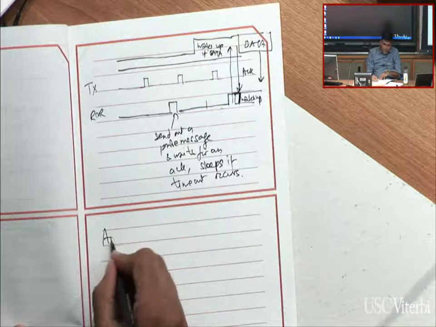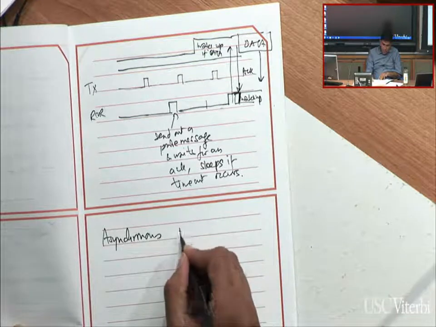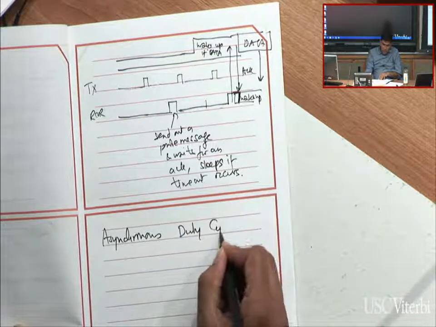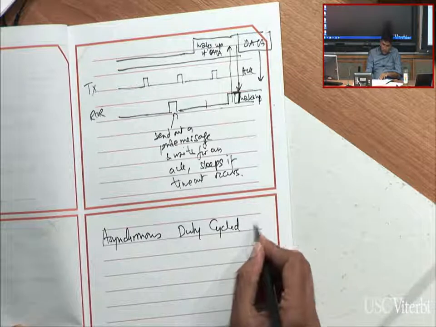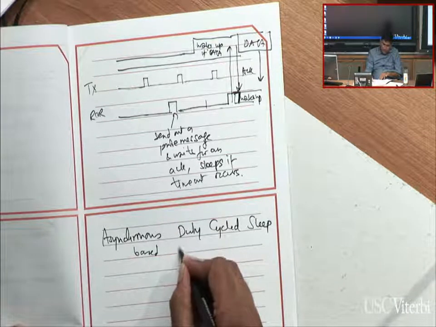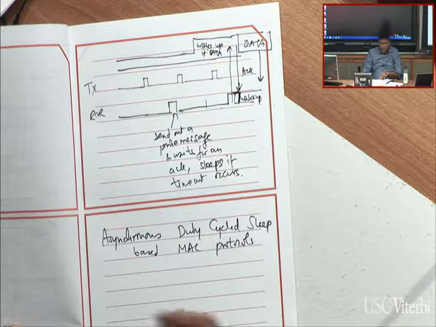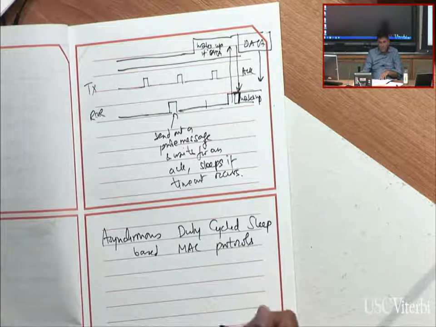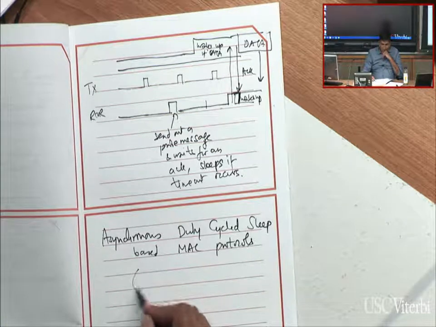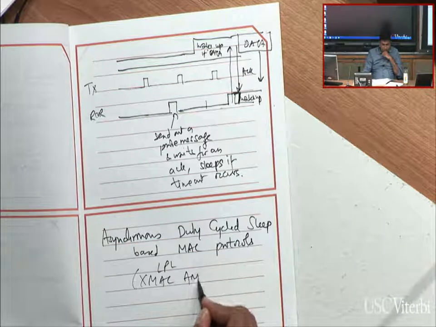So these are asynchronous duty-cycled, sleep-based MAC protocols. There are a number of particular examples of this in the literature. The schemes go by names like LPL, XMAC, AMAC, etc.